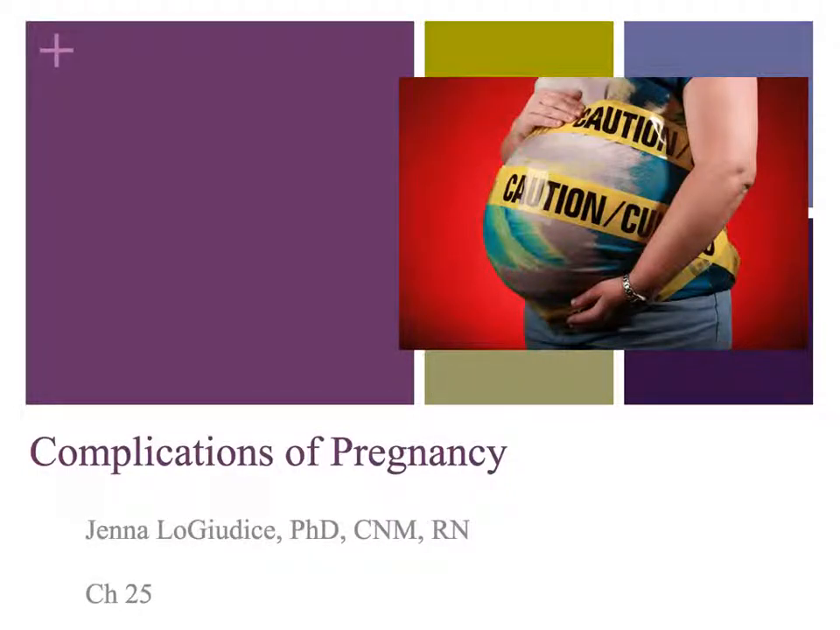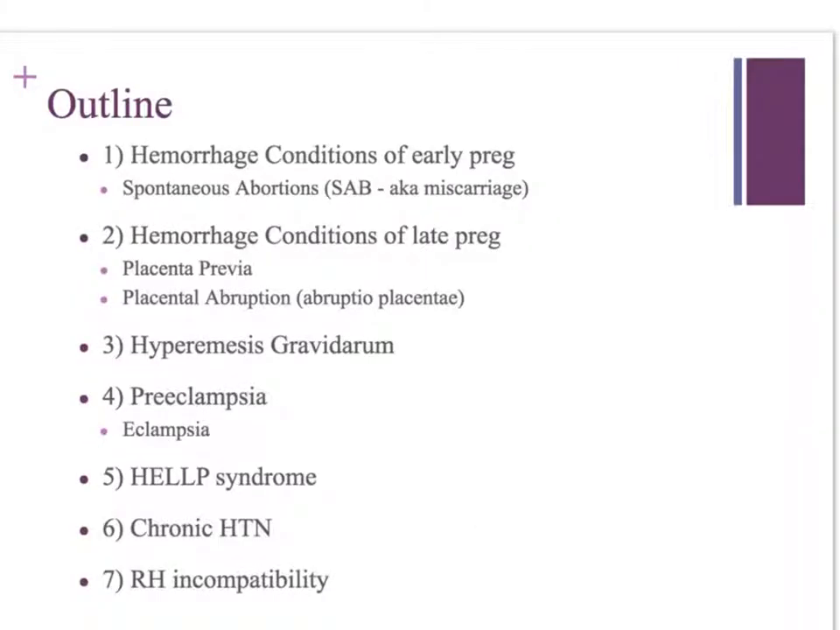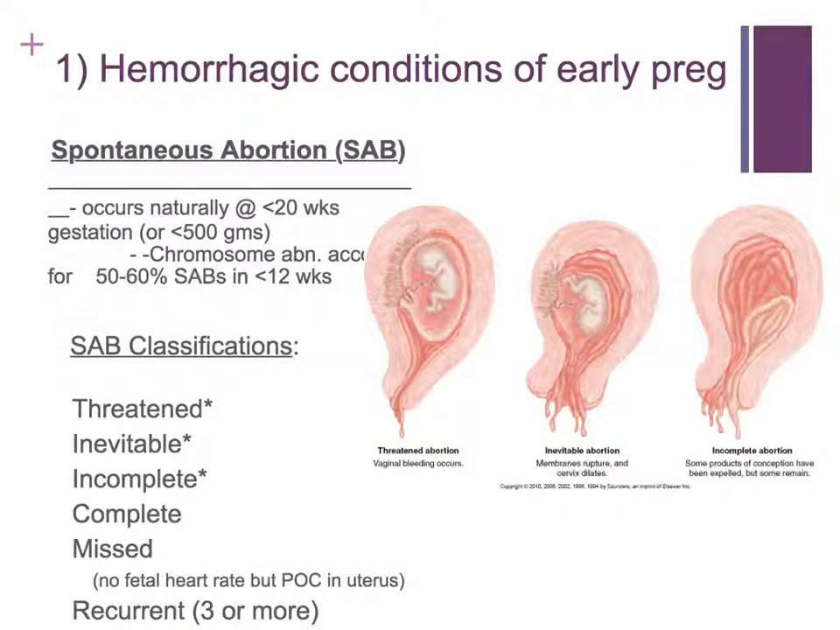So we're going to introduce complications of pregnancy. What we're going to do is talk about hemorrhagic conditions of early pregnancy and set the stage for the conditions of late pregnancy that cause bleeding. So we're going to start with the hemorrhagic conditions, bleeding conditions that occur in early pregnancy.